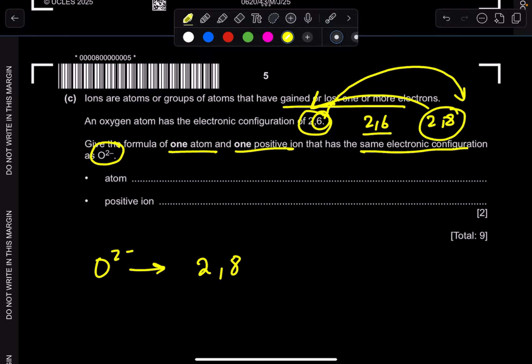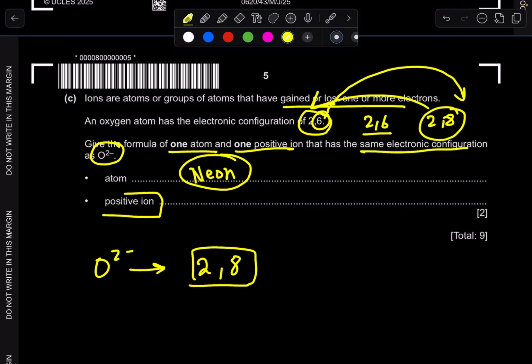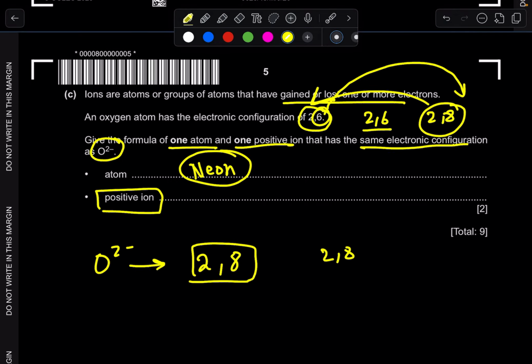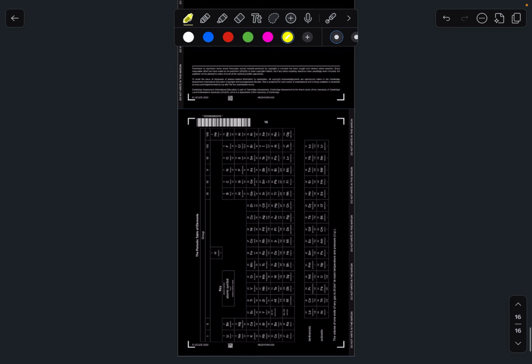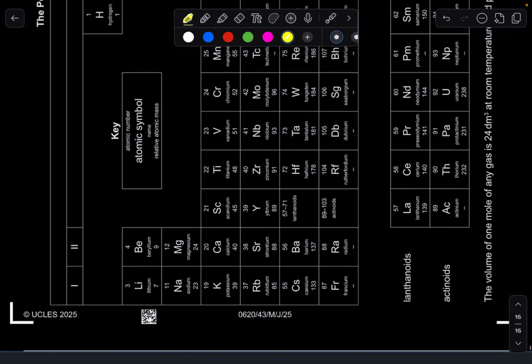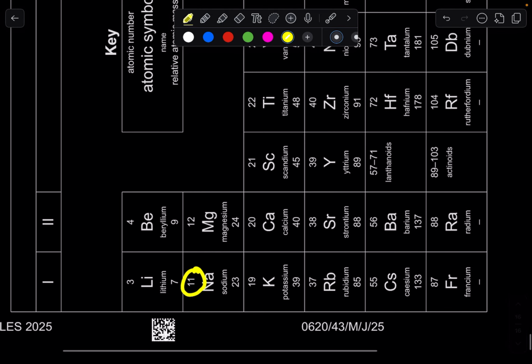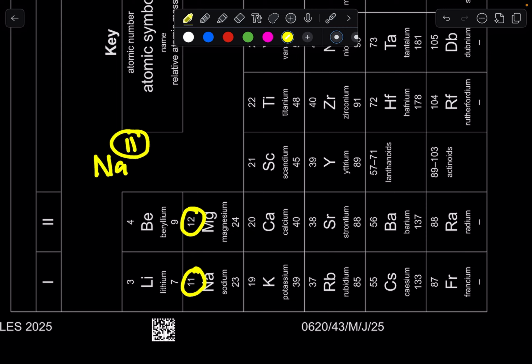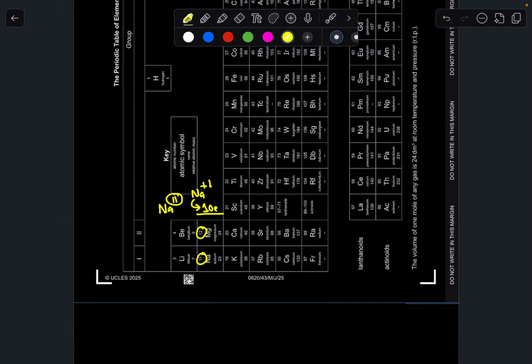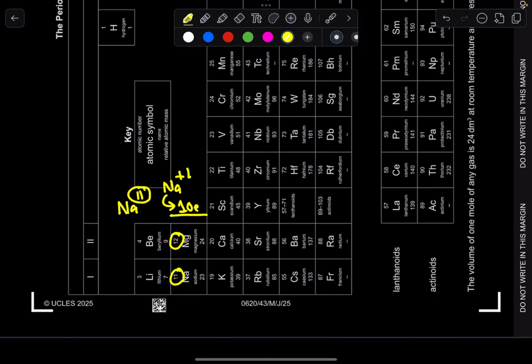So an atom that's going to have the electronic configuration 2,8 is going to be a neon atom, because in total we're looking for 10 electrons. And a positive ion with the electronic configuration 2,8, go to the periodic table, it's going to be a sodium ion. To explain this, sodium has 11 protons. It can be a sodium ion, it can be a magnesium ion as well, but let's do sodium right now. Sodium has 11 protons, and when it loses one electron, it forms Na positive 1, and now it has a total of 10 electrons because it has lost one electron. So a sodium ion is going to have the electronic configuration of 2,8.